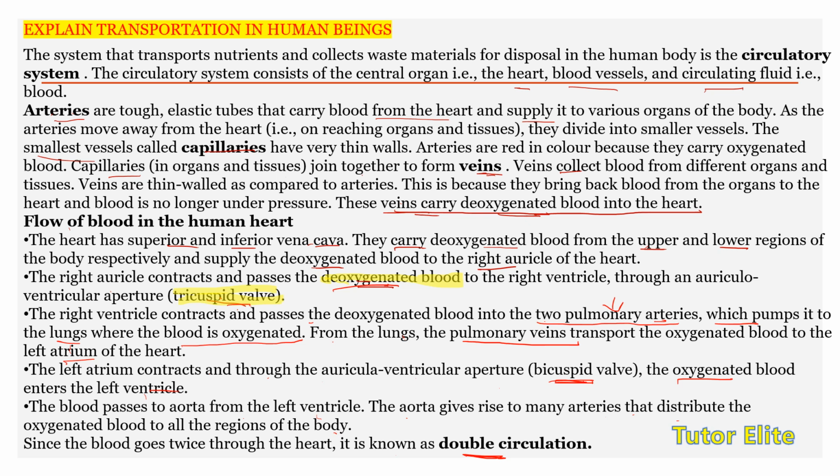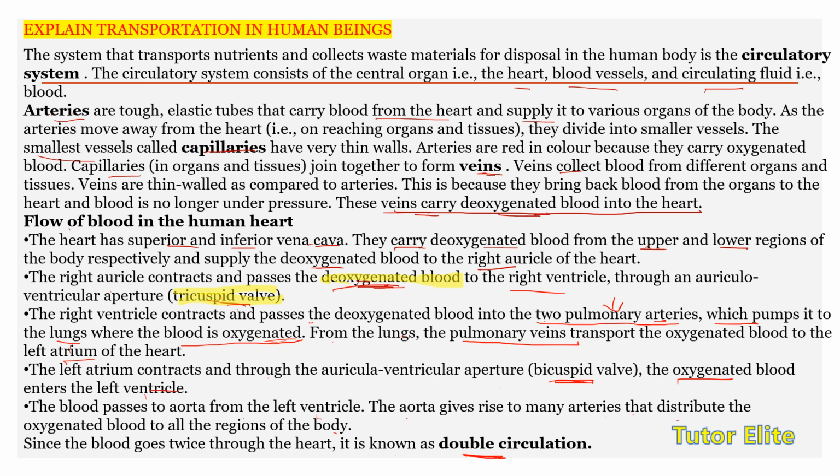The right auricle contracts and passes the deoxygenated blood to the right ventricle through the tricuspid valve. The right ventricle contracts and passes the deoxygenated blood to two pulmonary arteries, which open in the lungs, that is, which pump it into the lungs, where the blood is oxygenated. Our blood is oxygenated through the respiration process. So here the deoxygenated blood is getting oxygenated in the lungs.